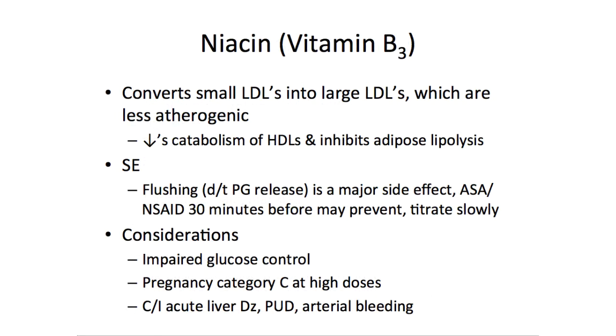Niacin, or vitamin B3, converts small LDLs into large LDLs, which are less atherogenic. It also decreases catabolism of HDLs and inhibits adipose lipolysis. This medication may produce flushing due to the prostaglandin release and can be avoided by taking an aspirin or an NSAID 30 minutes before taking the niacin. Niacin may cause impaired glucose control and is a pregnancy category C at high doses. It's contraindicated in acute liver disease, peptic ulcer disease, and arterial bleeding.